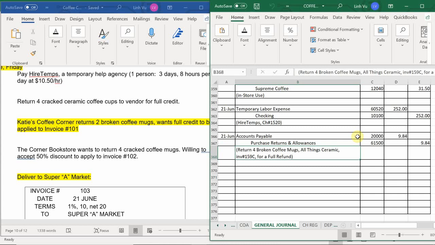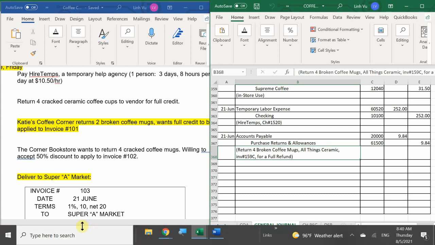This is where we last left off, right? We returned some coffee mugs. We already filled out everything that we need to do for that transaction. So this is where we left off, okay? Katie's Coffee Corner decides to return 2 broken coffee mugs and wants a full refund, and she wants that refund or credit to be applied onto invoice number 101.